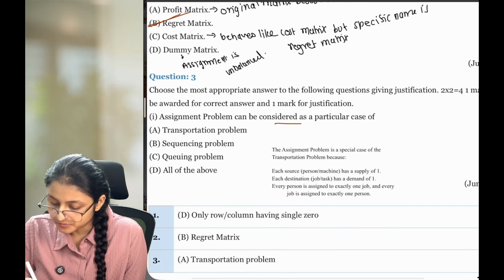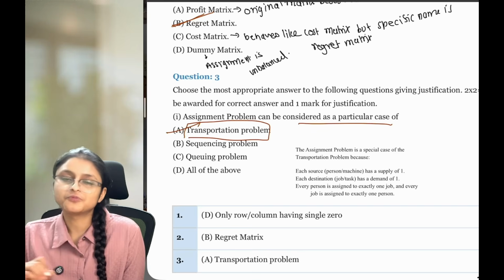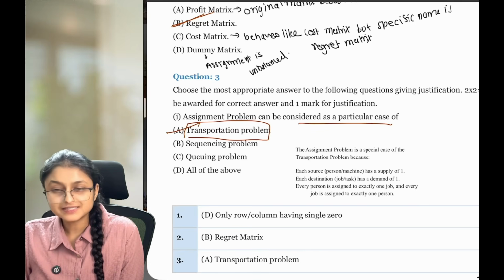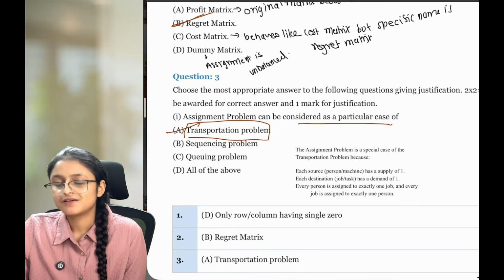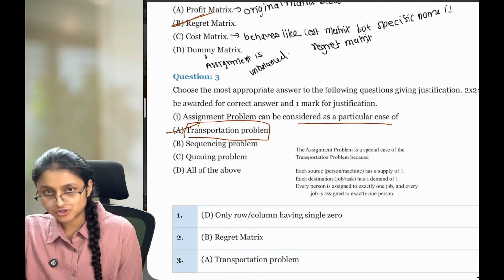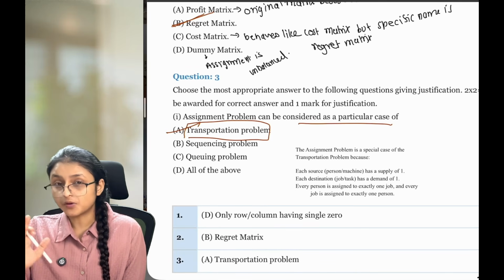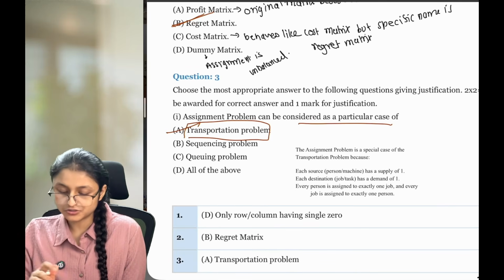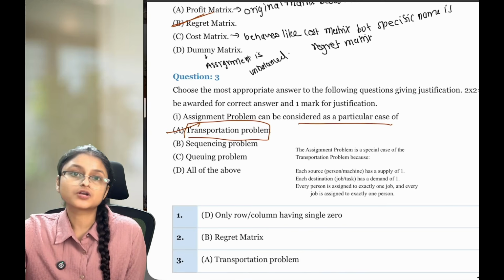Your assignment problem can be considered as a particular case of. Assignment is a case of transportation problem only. Okay? Assignment is a special case of transportation where your supply and demand is only one. Why? Because one job can be assigned to one worker and one worker can be assigned to one job. Hence, supply and demand is kept as one. And if you solve the transportation problem keeping supply and demand exactly one, you can get the exact same answer as you get in your assignment problem.